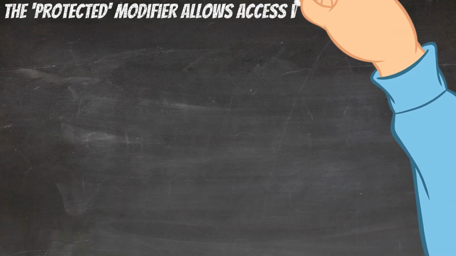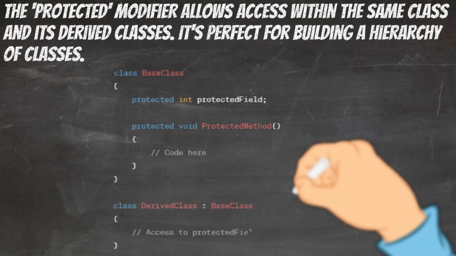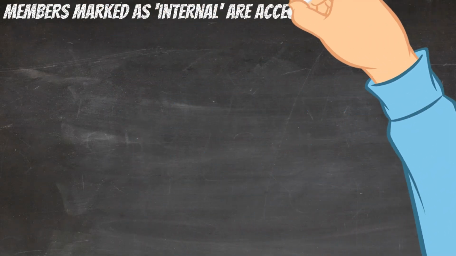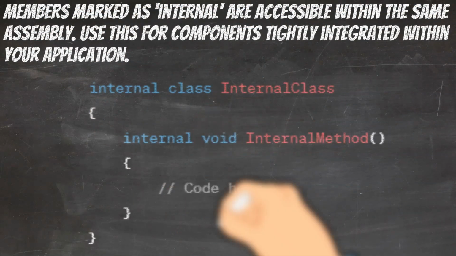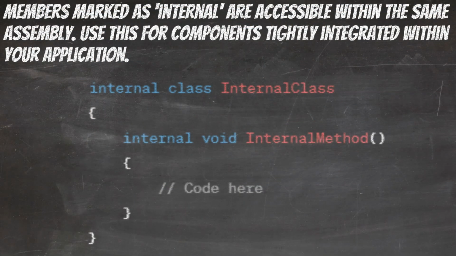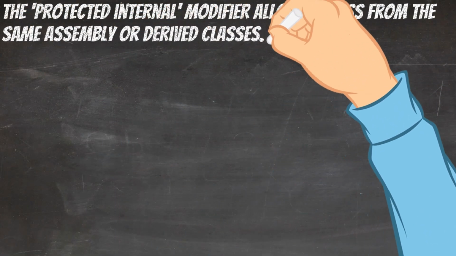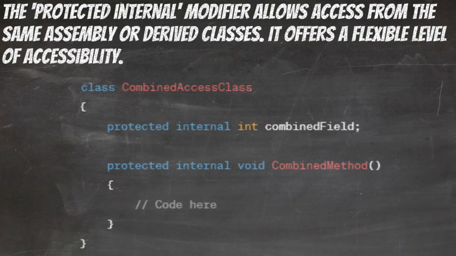The protected modifier allows access within the same class and its derived classes. It's perfect for building a hierarchy of classes. Members marked as internal are accessible within the same assembly. Use this for components tightly integrated within your application. The protected internal modifier allows access from the same assembly or derived classes. It offers a flexible level of accessibility.